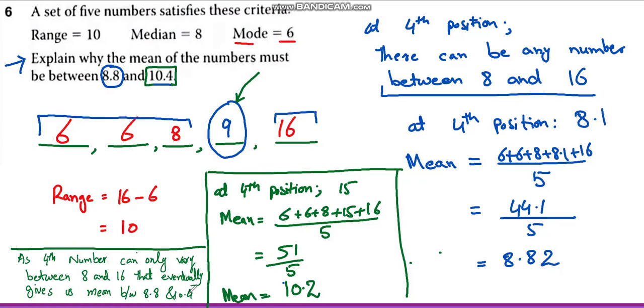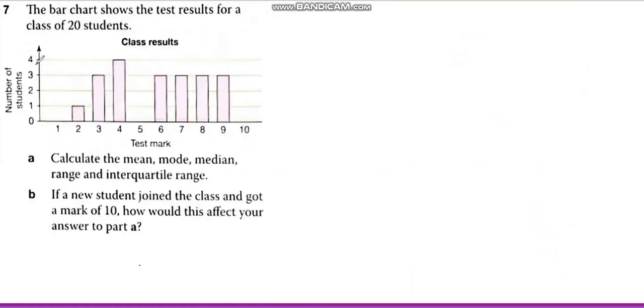Now we can proceed to the next question. In question number 7, the bar chart shows the test results for the class of 20 students. We are given a bar chart, and we have to calculate the mean, mode, median, range, and interquartile range. For this purpose, first we can make a small table where on the x-axis there are test marks, while on the y-axis there are the number of students, meaning the frequency of the students who got particular marks.